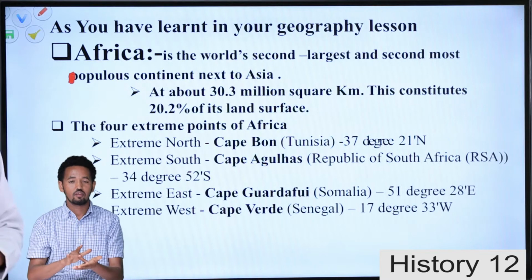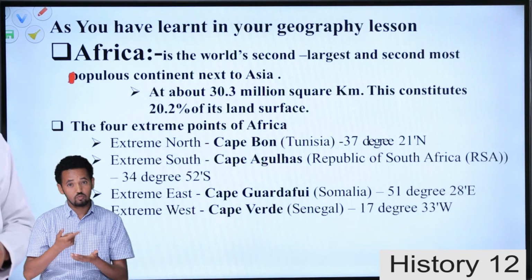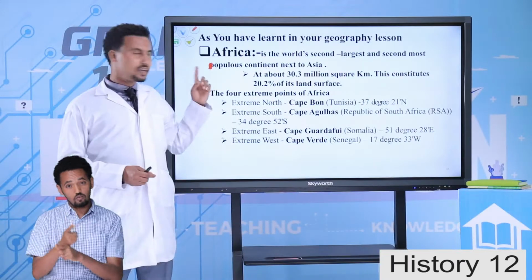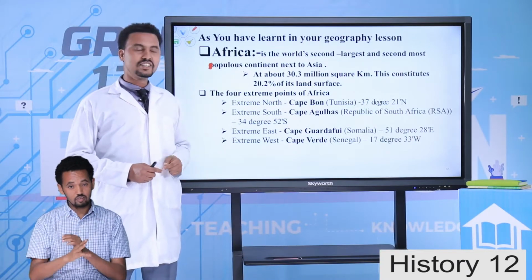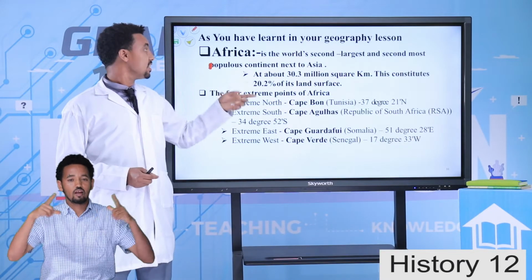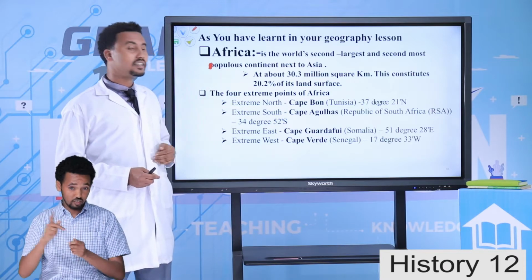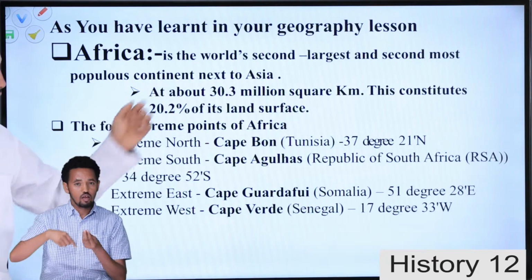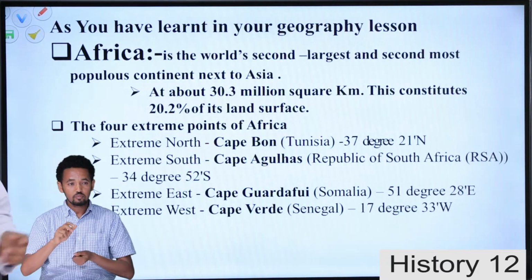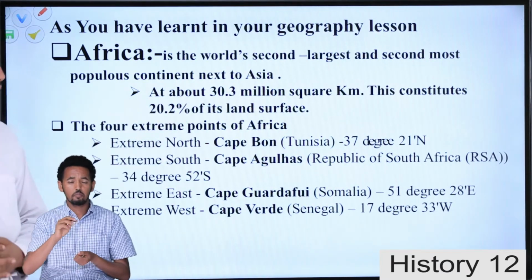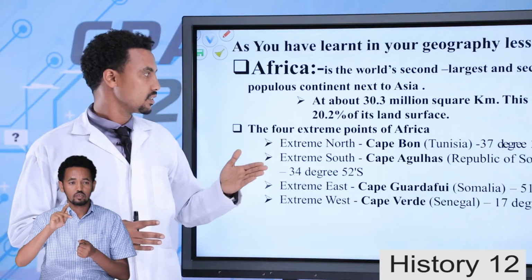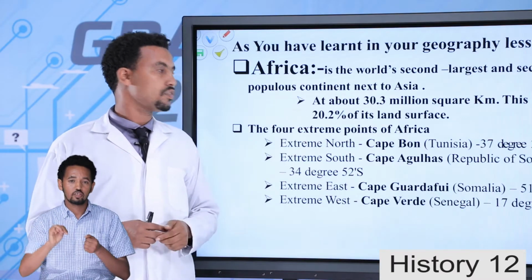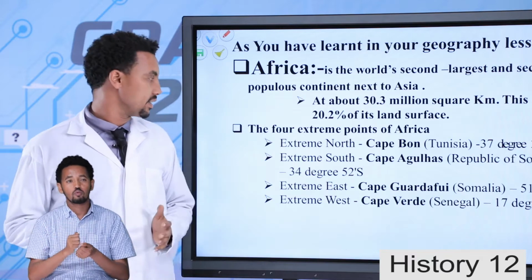Before that, students, as you have learned in your geography lesson, Africa is the world's second largest and the second most populous continent next to Asia. About 13.3 million square kilometers, it covers 20.2% of the land surface of the earth.